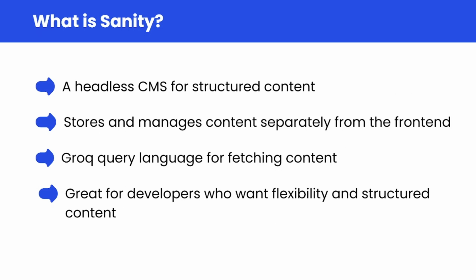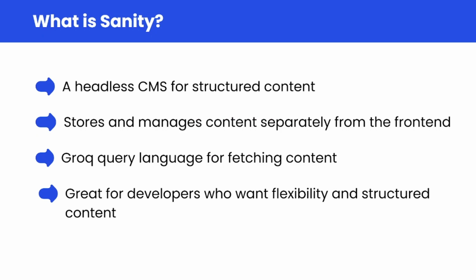So now that we have a little overview of what Astro is, we want to look at what Sanity is. So basically, Sanity is a headless CMS for structured content. CMS is a content management system. If you've heard of WordPress, WordPress is a content management system, but WordPress is not headless. And when something is headless in this context, it means that we can plug in any front end to our backend. And since Sanity is a headless CMS, we can easily store and manage content separately from the front end.